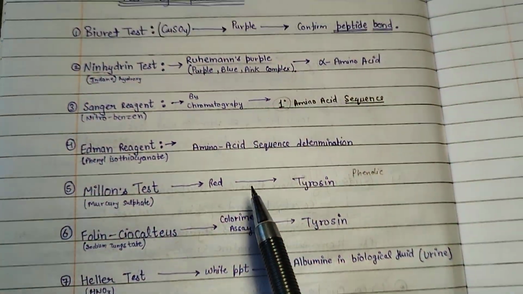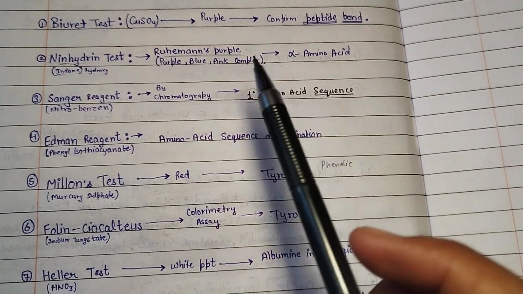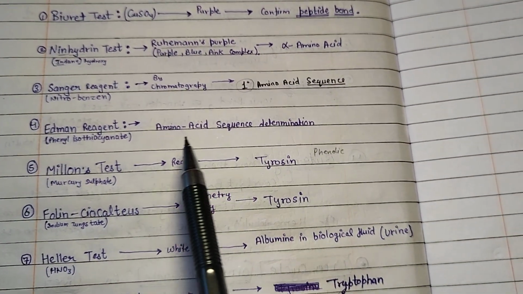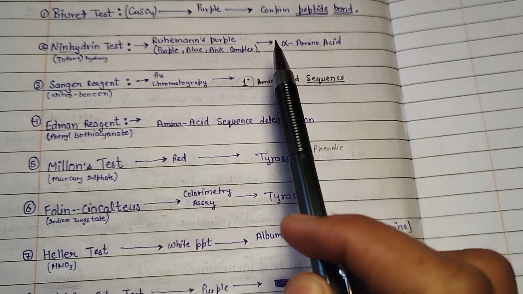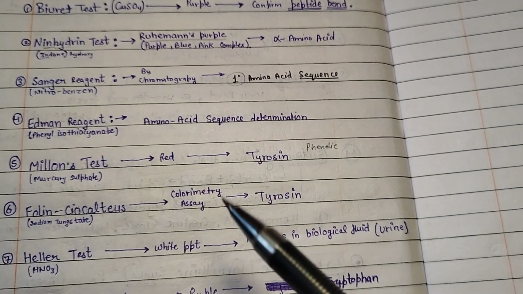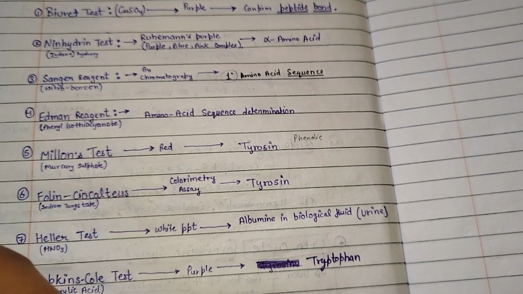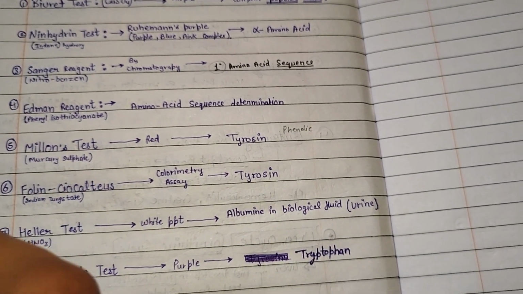So I hope you got that. These first 4 tests are just about amino acids, peptides and amino acid sequence. Only amino acid sequence determination is done. The alpha amino acid and peptide are confirmed, just confirmation tests. Hope you got that. These are the basic tests which confirm that it is about protein or something.